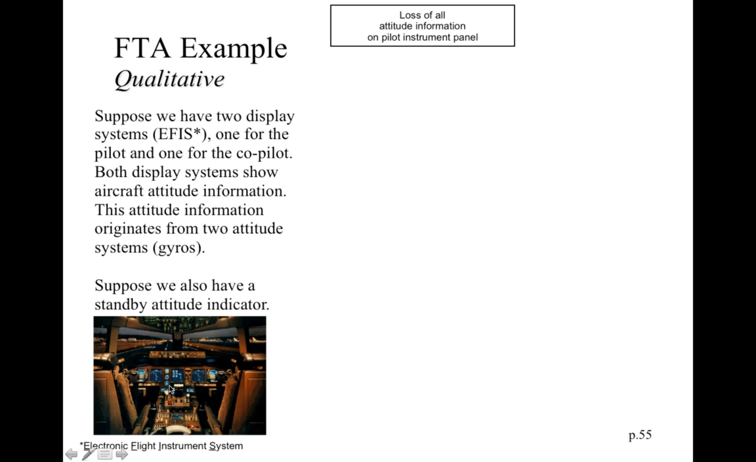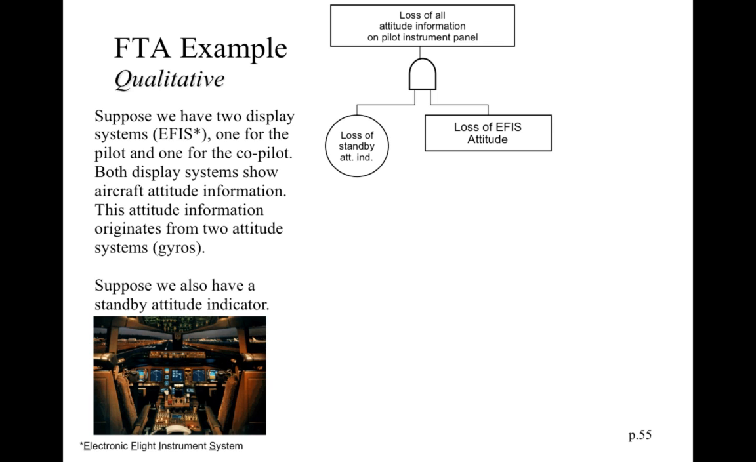Okay, so what we're going to define, and this is always very important in a fault tree analysis, is a top-level event. In this case, it's a loss event: the loss of all attitude information on the pilot instrument panel. Well, we'll break this down into two things. Of course, you can lose either all the attitude information that's provided on the EFIS, or all the information provided on the standby indicator.